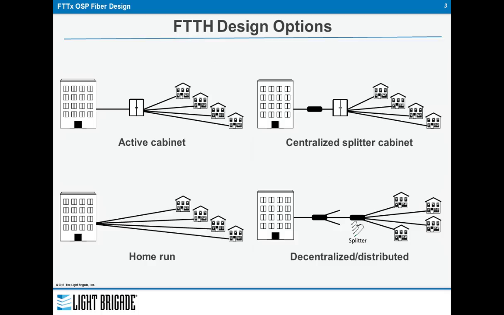One of the advantages of an active system is that because you have a dedicated transmitter to each individual user, the bandwidth can be symmetrical. In other words, high bit rates downstream as well as upstream.